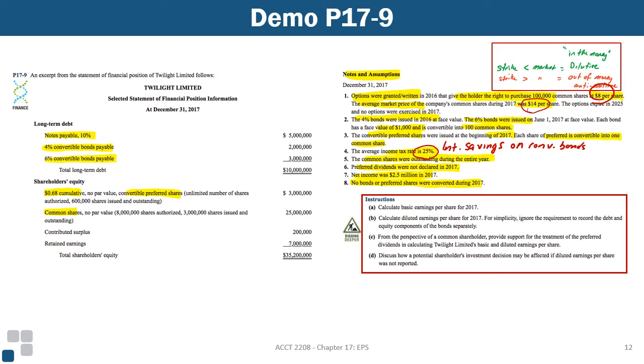So our objective here is to calculate basic earnings per share, of course, calculate diluted earnings per share, and then a couple of qualitative questions in order to say from a shareholder's perspective, support for the treatment of preferred dividends, right? So basically to review how he treated the preferred dividends and why, and then discuss how a shareholder's investment decision may be affected if the diluted EPS was not reported.